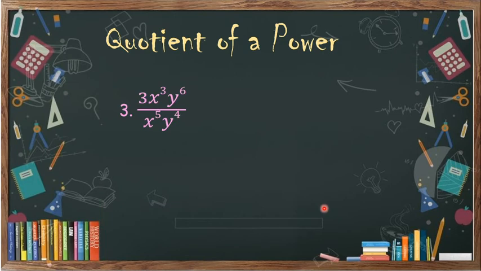So again, applying the quotient of a power, we have here 3x cubed y to the 6th power over x to the 5th power y to the 4th power. Let's divide. So first, write down the variable y above because the highest exponent here is in the numerator. So we can get a positive exponent. And here, since the exponent of the numerator is less than the exponent of the denominator, we can get here a negative exponent.